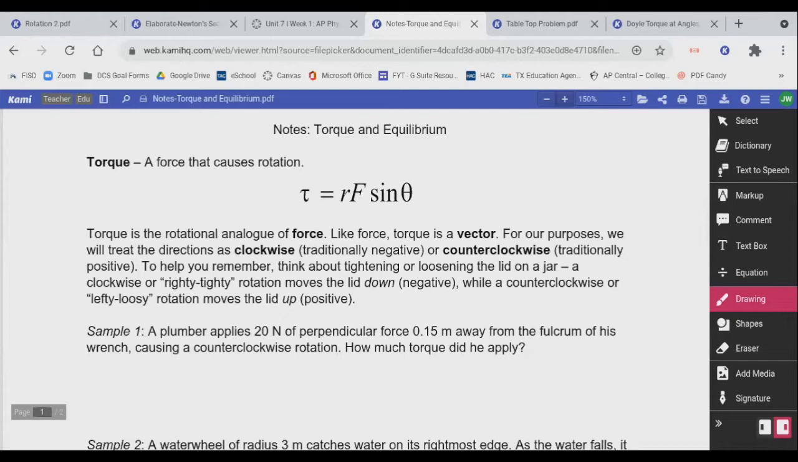The way that you can think about it is, righty-tighty on a jar, like a top. As you screw it to the right, it goes down. And we generally say down is negative. So if the rotation is clockwise, we'll call that negative. If the direction is counterclockwise, we'll call that positive. And that way, if you're unscrewing a jar lid, and as you screw it to the left counterclockwise, it goes upwards, we'll call that positive. All right, so I think that's what it's describing in there.